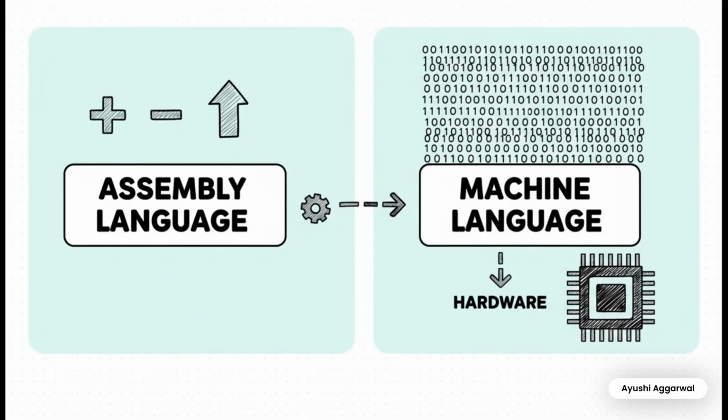Okay, now let's talk about the low-level guys. Right at the very bottom, we have machine language. This is pure zeros and ones, the stuff the computer understands directly, no translation needed. Just one tiny step above that is assembly language. Instead of just numbers, it uses short, easy-to-remember codes called mnemonics, like add for addition. To turn this into machine language, it needs a special translator called an assembler.